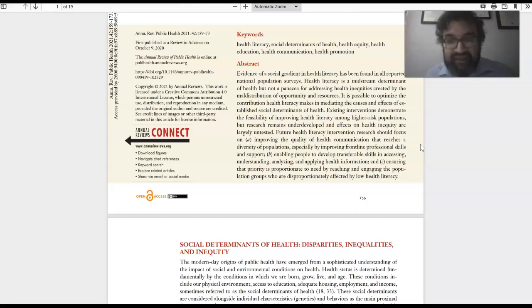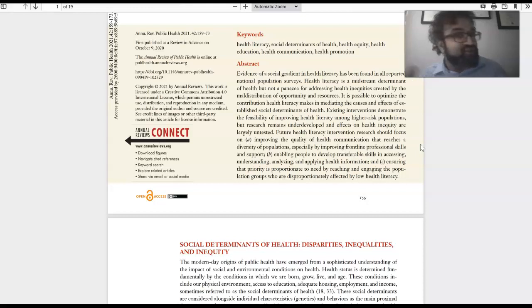It's put together by some collaborators in Australia, and this goes into a little more detail about a gradient. Health literacy is one of those midstream determinants, which is not a main determinant. But understanding just how much health literacy plays a role, in the current literature it's not there as strongly as it should be. Existing interventions demonstrate the feasibility of improving health literacy among high-risk populations, but just how to do that remains unclear.